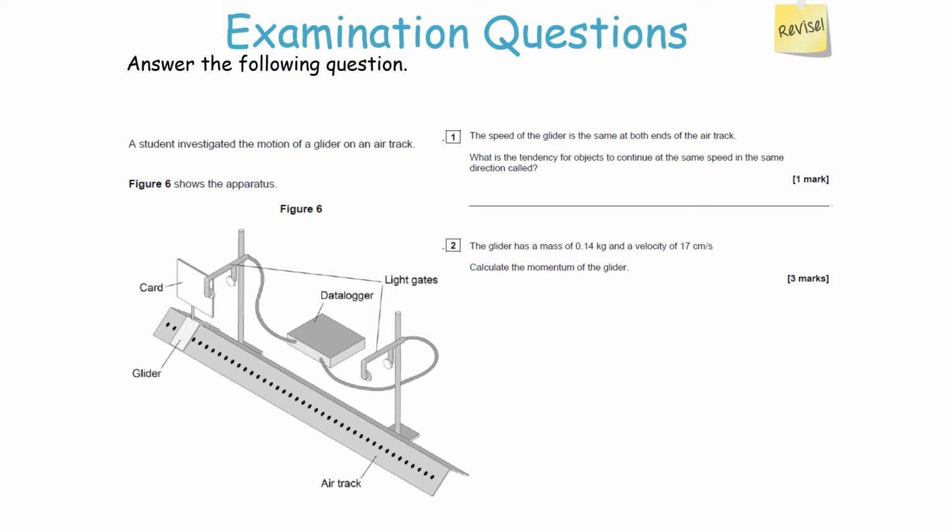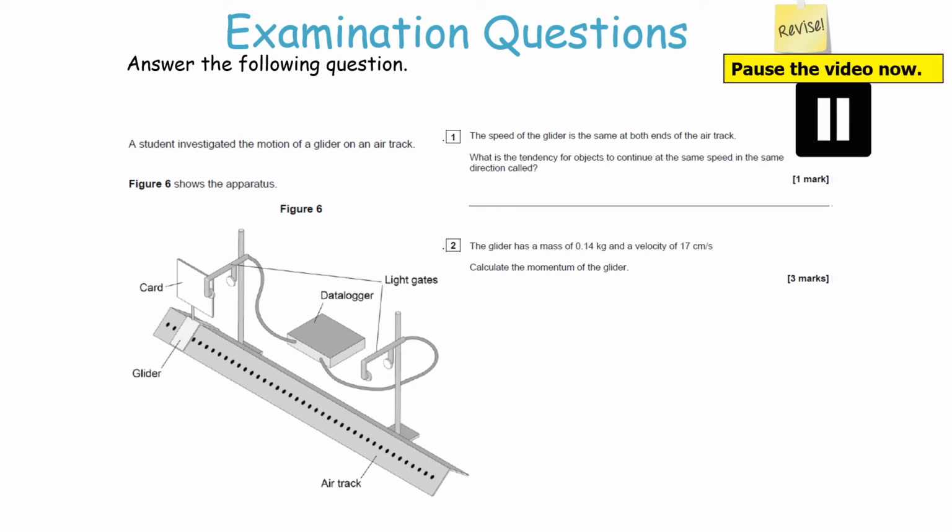Let's have a look at another question. A student investigated the motion of a glider on an air track. Figure 6 shows the apparatus. The speed of the glider is the same at both ends of the air track. What is the tendency for objects to continue at the same speed in the same direction called? The glider has a mass of 0.14 kilograms and a velocity of 17 centimeters per second. Calculate the momentum of the glider. So pause the video now and unpause the video when you want to go through the answers.